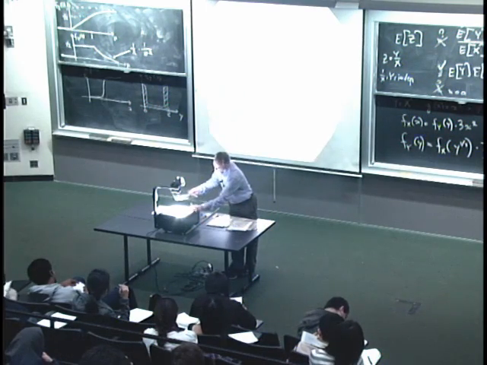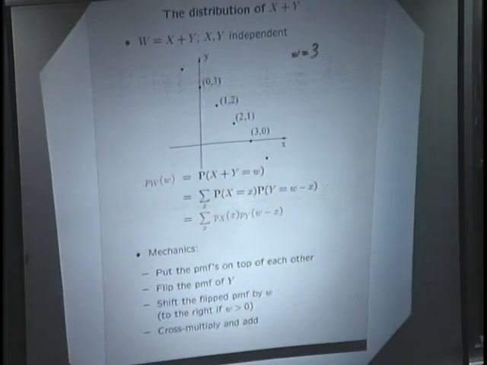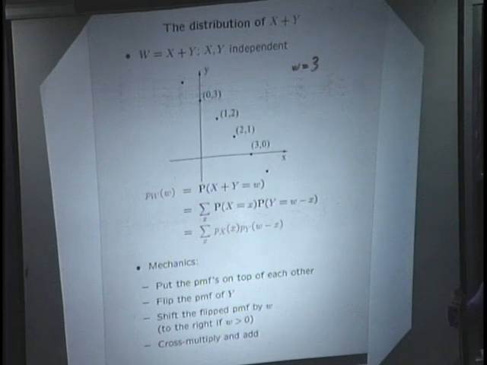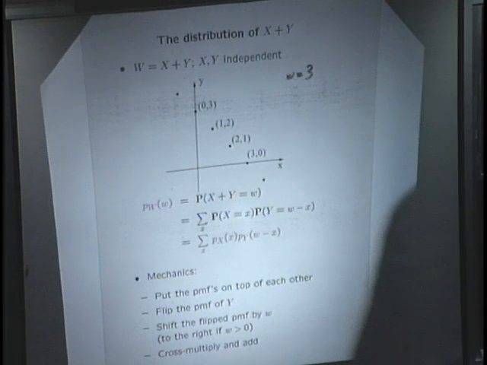So the summary of these mechanics, just what we did, is that you put the PMFs on top of each other, you take the PMF of y, you flip it, and for any particular w that you're interested in, you take this flipped PMF and shift it by an amount of w. Given this particular shift for a particular value of w, you cross-multiply terms and then accumulate them or add them together. What would you expect to happen in the continuous case?